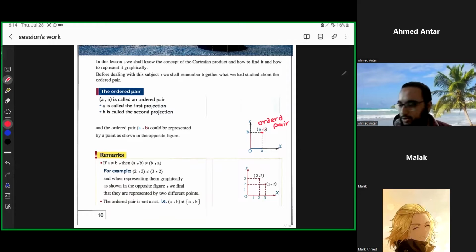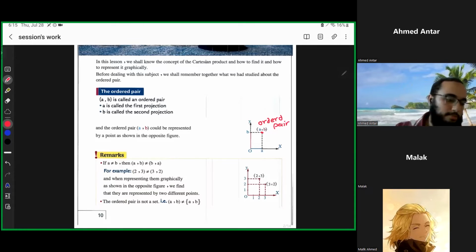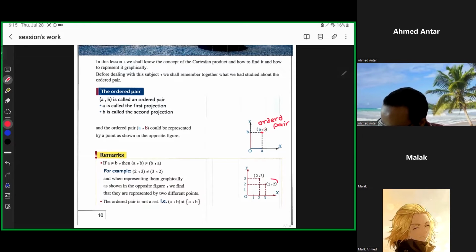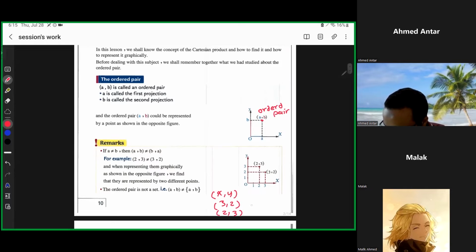فاحنا لما بيبقى عندنا كذا اوردر بير وعاوزين نعرف الاوردر بيرز دي كلها مشتركه مع بعض في ايه، وايه المرتبط بينهم وبين بعض، وايه الكارتيزيان برودكت بتاعهم. بمعنى ايه؟ لو عندنا اوردر بير زي 3 و 2 وعندنا اوردر بير زي 2 و 3، هل دول زي بعض؟ لا، لان هنا 3 عند الاكس و2 عند الواي، وهنا 2 عند الاكس و3 عند الواي. فبالتالي دول نوت ايكوال. عشان كده بنقول هنا ان 2 و 3 doesn't equal 3 and 2.